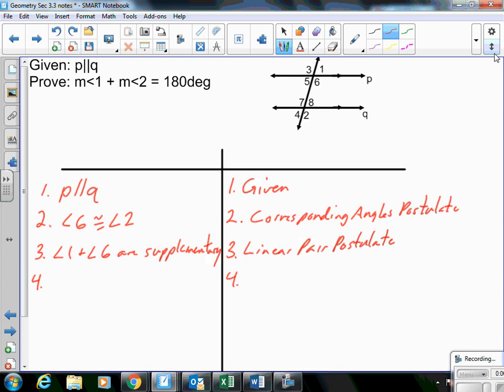So we can say that angle 1 and angle 2 are supplementary. And what we're using to do that is actually a theorem that we're having to use kind of backwards here, because it's called the congruent supplements theorem.